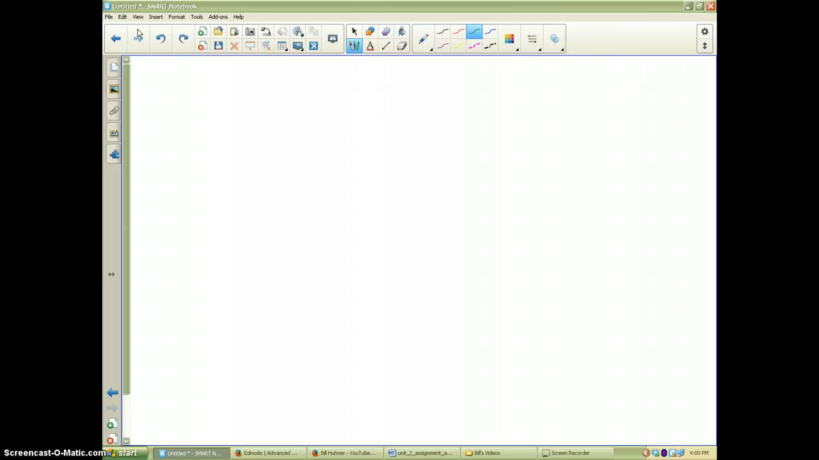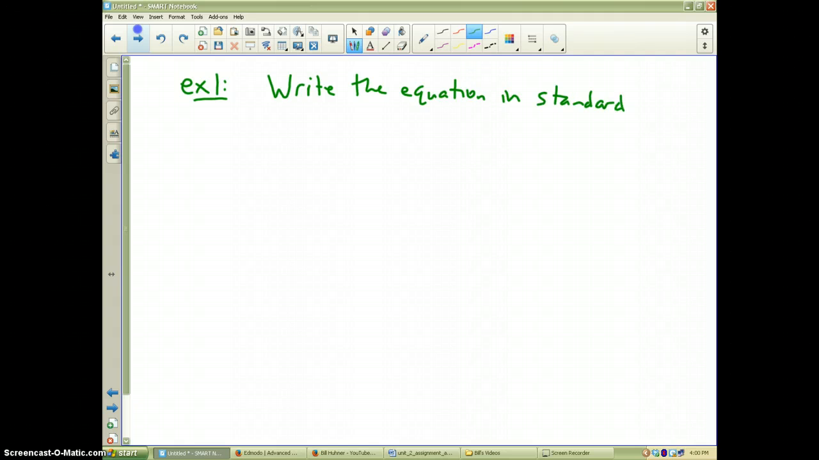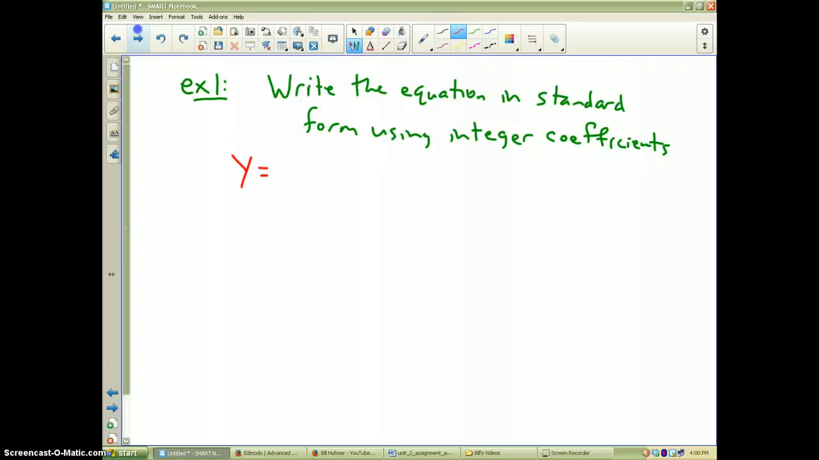All right, example number 1. The goal is to write the equation in standard form using integer coefficients. Here's our problem. Y equals 3/4 x minus 5.